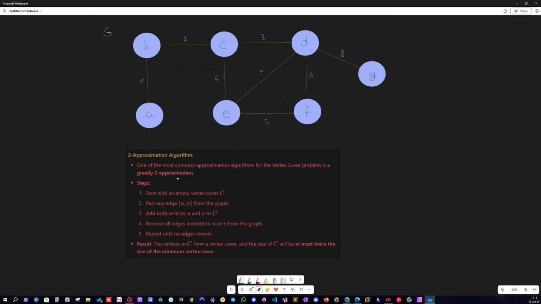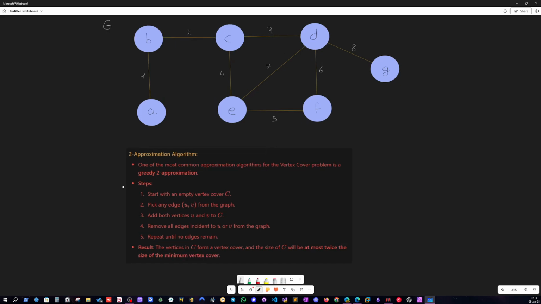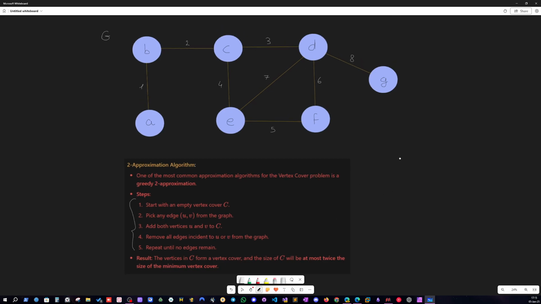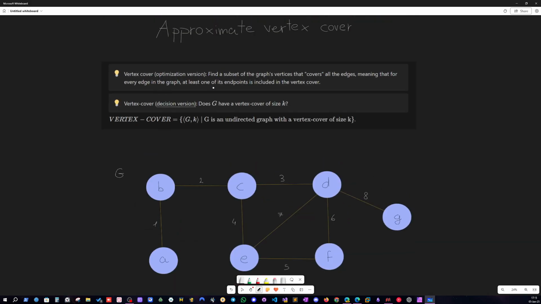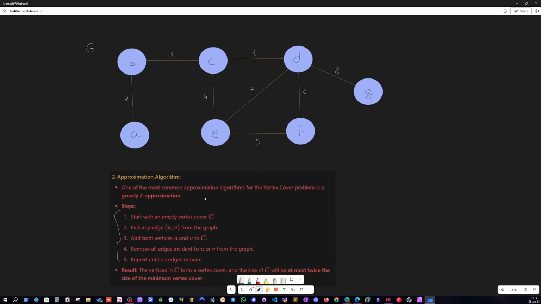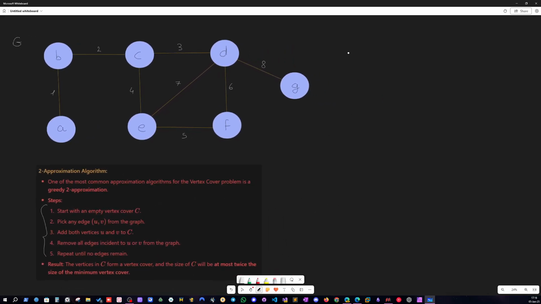Now, the two approximation algorithm, that is a greedy algorithm, works in the following way. These are the steps that we need to repeat in order to find an approximate solution for the vertex cover optimization problem. Okay, let's try it. So, start with an empty vertex cover C. It means that we will have a set C that will contain 0 vertices at first, while we iterate over the input graph G. We will start to fill this C set until no edges remain, and we will see right now what this means.